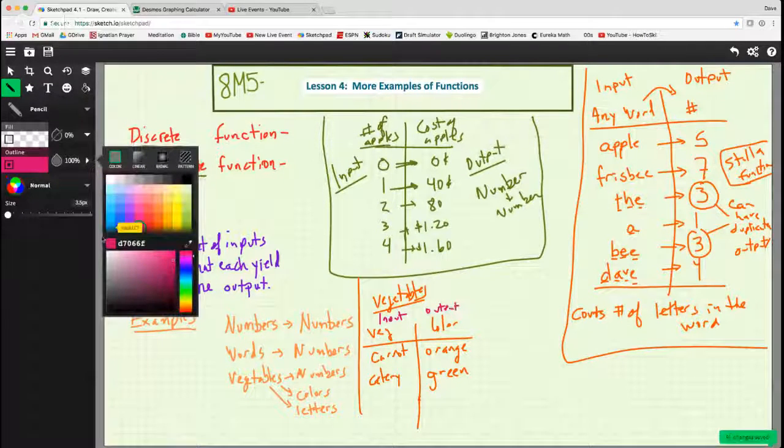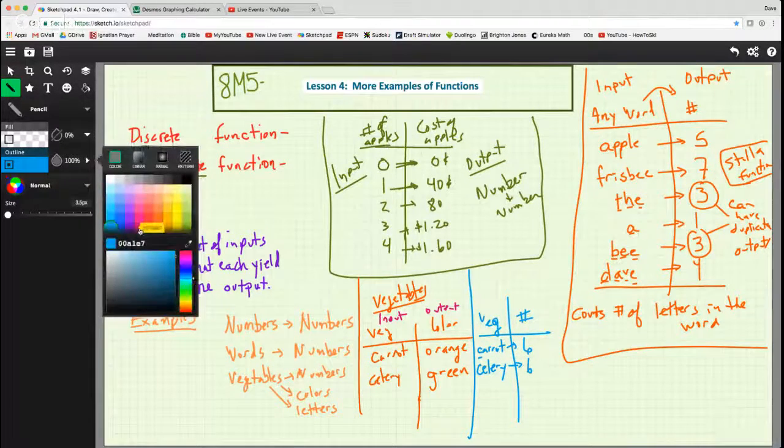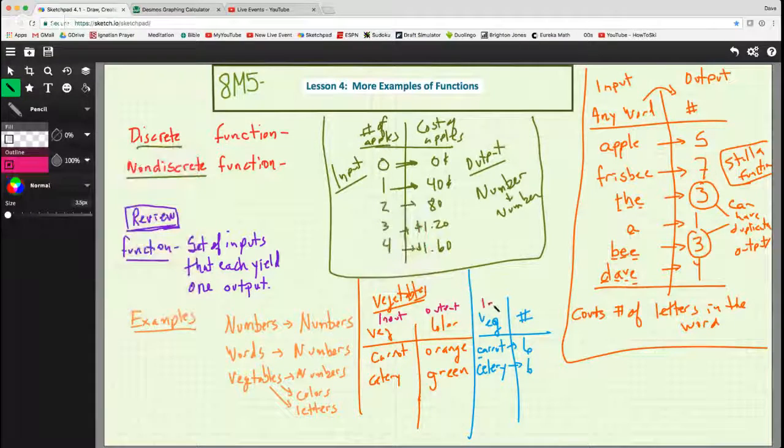You could have another function right next to that. This has our vegetable, and then it could have a number. And we could do the same thing as we did above. Carrot, like over here, our rule over here. So we could have a vegetable, carrot, and celery, where carrot gives you a 6 because that's the number of letters in carrot. And celery would also have 6. This would be, again, our input and our output. Okay.